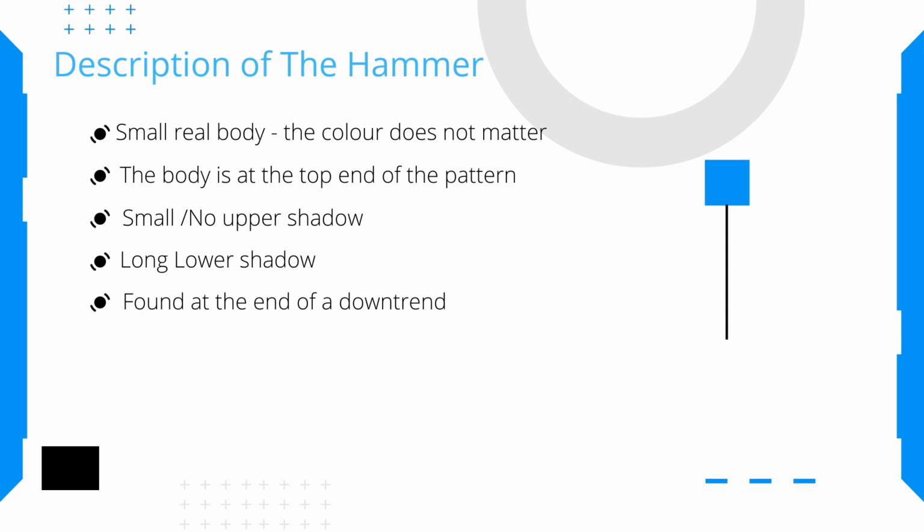Now, this pattern is of great significance if it is found at the end of a downtrend. I'd love to see this pattern at a support zone. Therefore, it will give me more confirmation that we have a probability of price going upwards. Remember, a hammer candlestick is a bullish candlestick, and it tells you that price might increase in the near future.